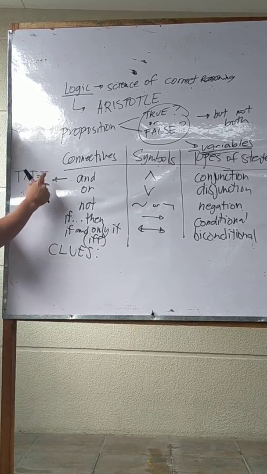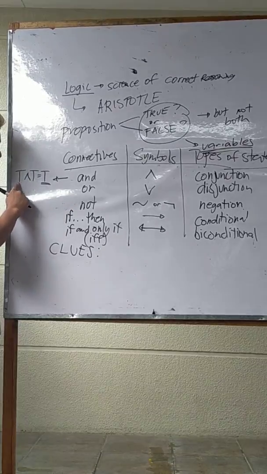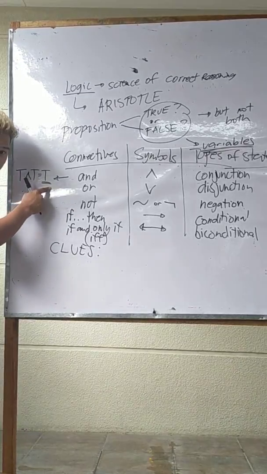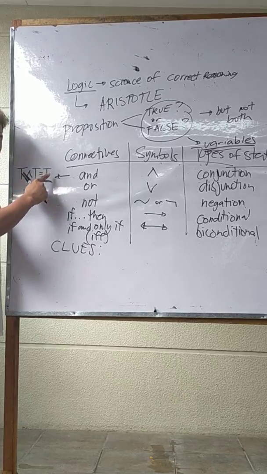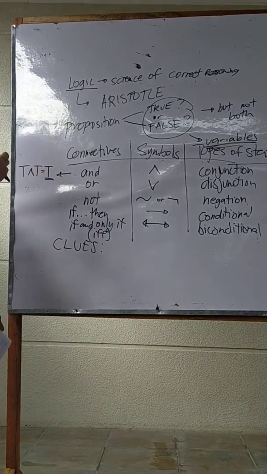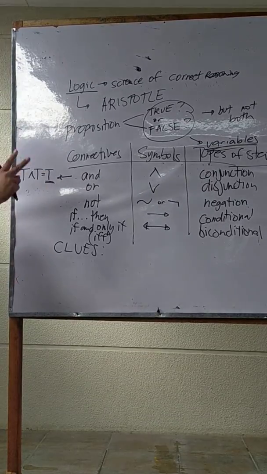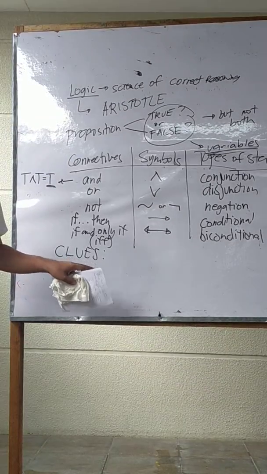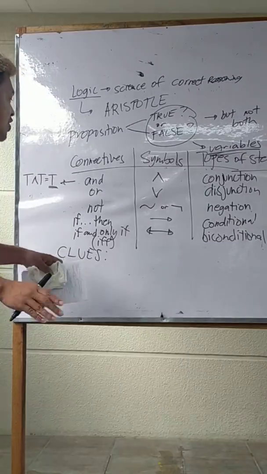T and T is always true. True and false is false. False and true is false. False and false is false. So it will only be true if both statements are true. Then the rest will be false. That will be for conjunction.